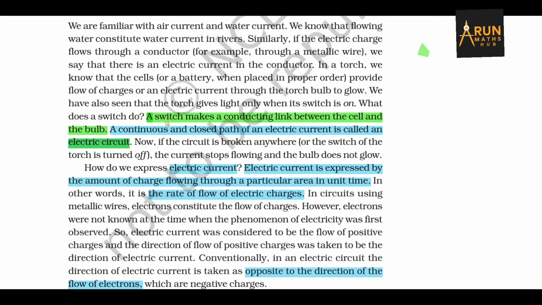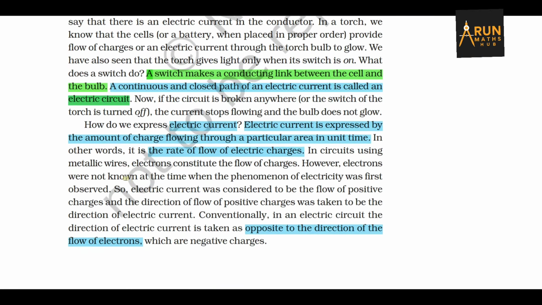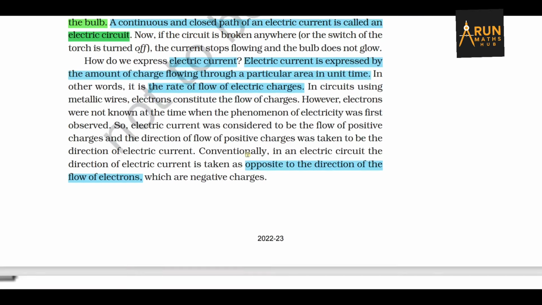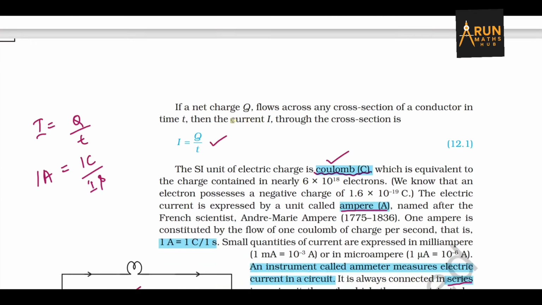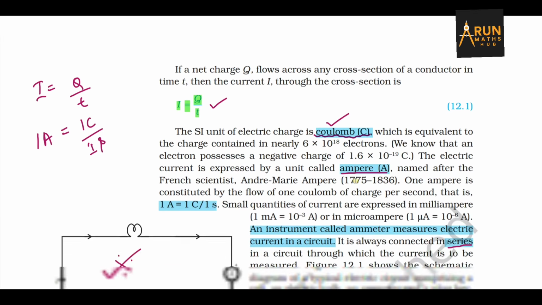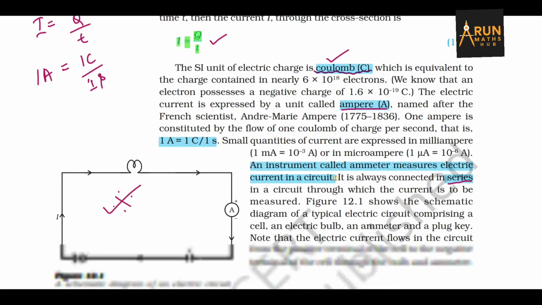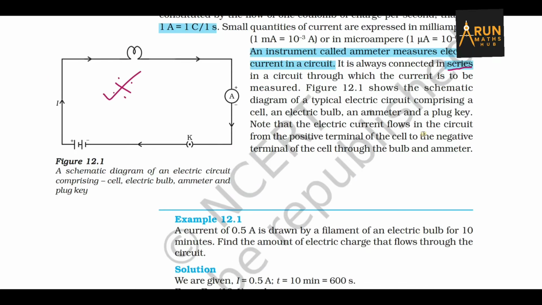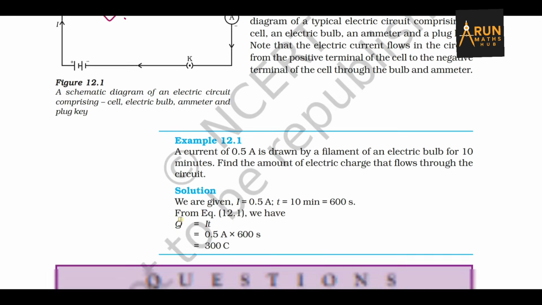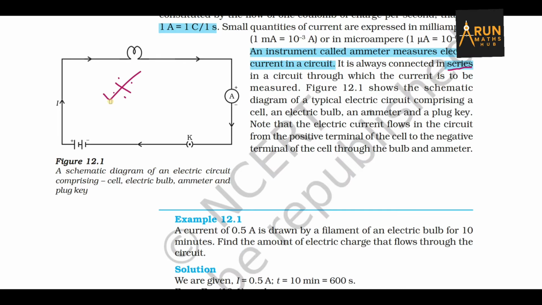We have started with defining what a switch is, an electric circuit, and the definition of electric charges, and the conventional flow of electrons, the definition of current, the SI unit of current, that is ampere, define 1 ampere, what is an ammeter, how it is connected in an electric circuit, and the important diagram, simple electric circuit.